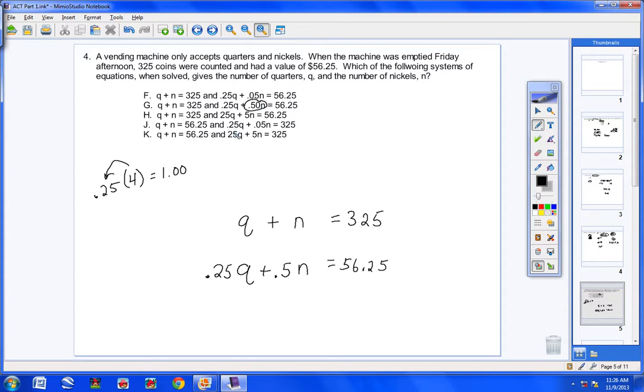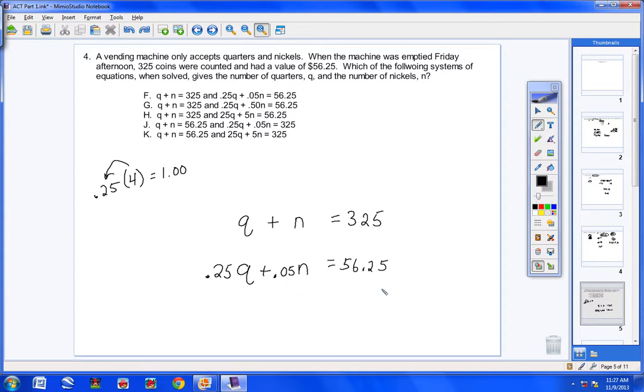Guys, 0.50 is 50 cents. Now, I wish all my nickels were worth 50 cents. Okay, I'd be a lot richer than I am right now, but they're not. A nickel is worth 0.05. So every nickel that you took out of that machine, you would multiply it by 0.05, or 5 cents.